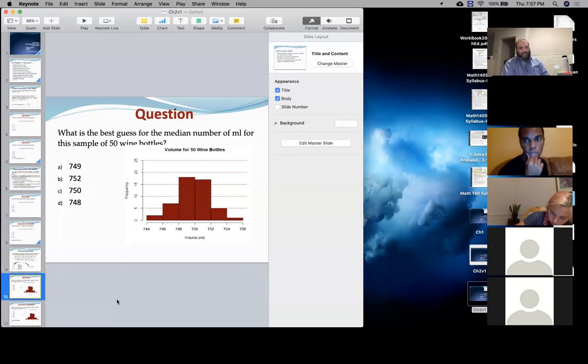So question, I guess I'll ask a question. What is the best guess for the median number of milliliters for this sample of 50 wine bottles? This is the first question so far that might not be so obvious. I'm not saying everything's obvious. People do get things wrong, but this one, I think you have to think for. What is the best guess for the median, the middle number of milliliters for this sample of 50 wine bottles? A, 749, B, 752, C, 750, or D, 748.